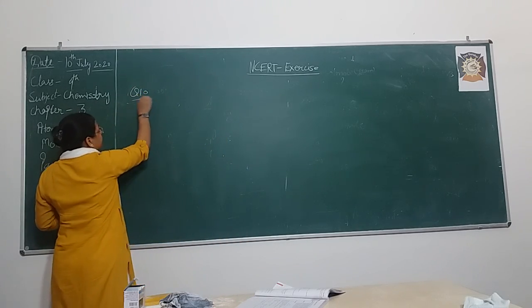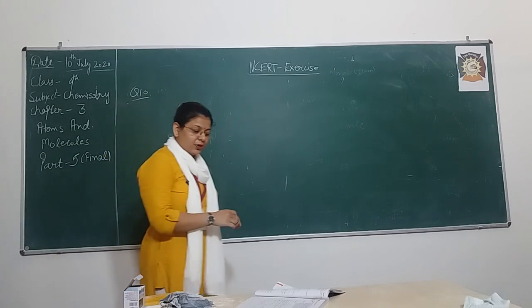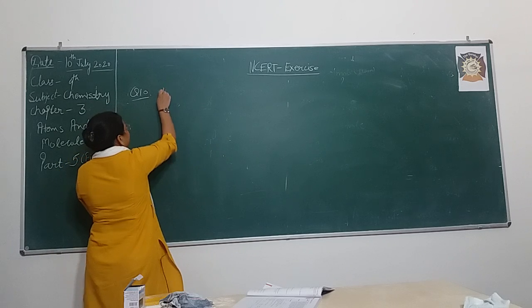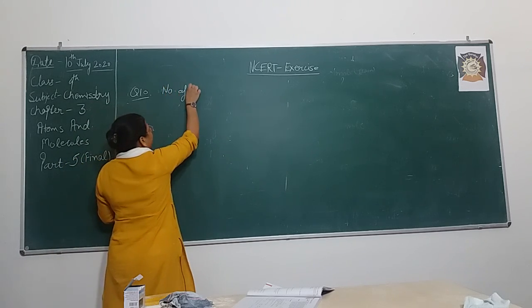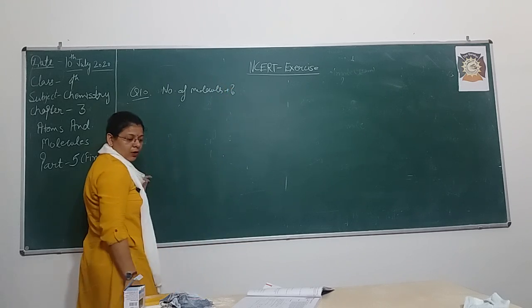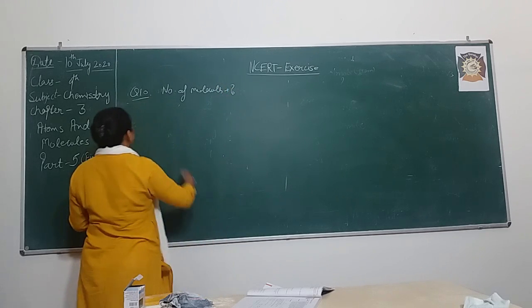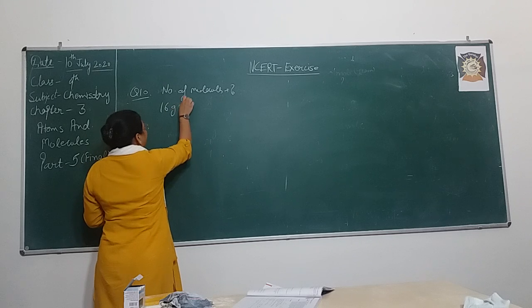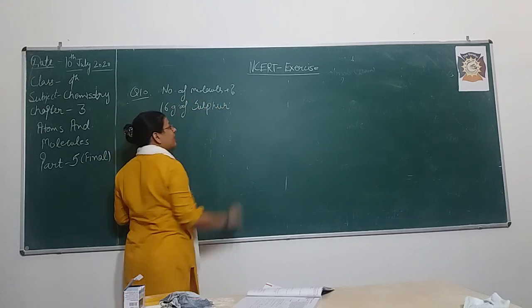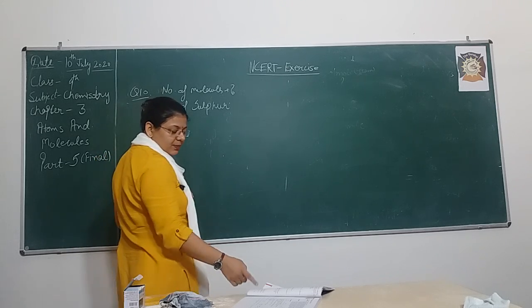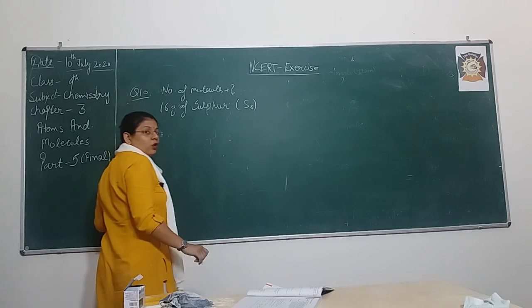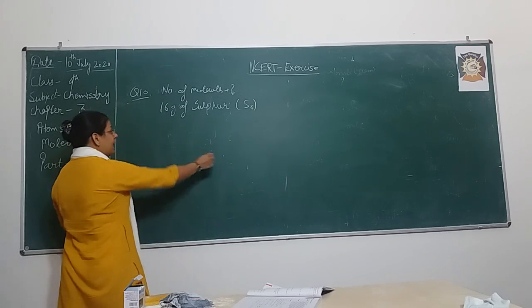Question number 10. Firstly, we have to calculate the number of molecules present in 16 grams of solid sulfur. First thing, it is given in the bracket that sulfur is present in the form of S8 molecules, not S.